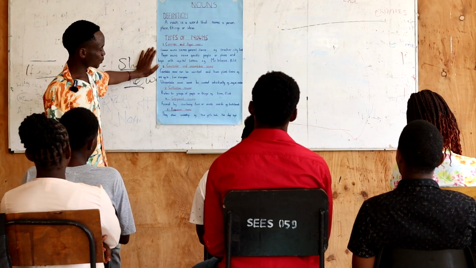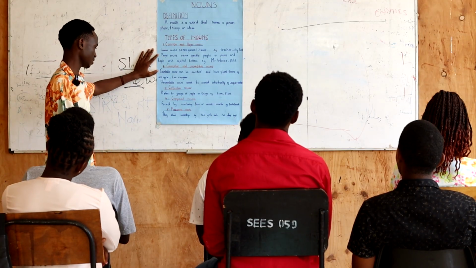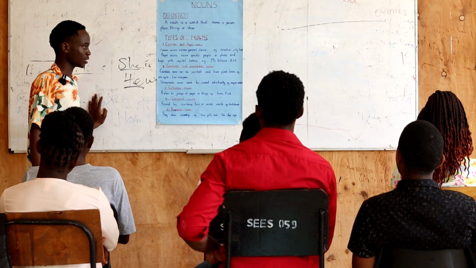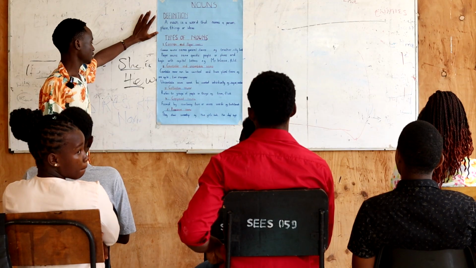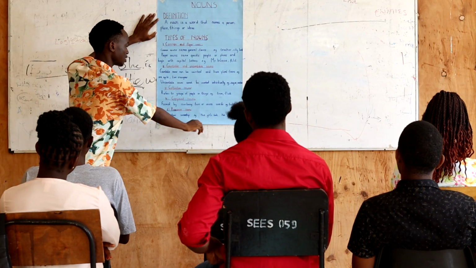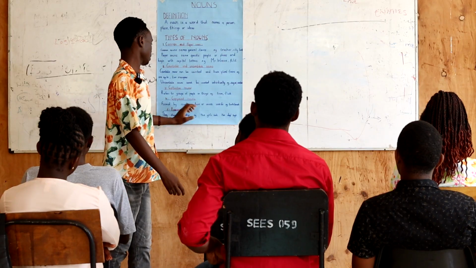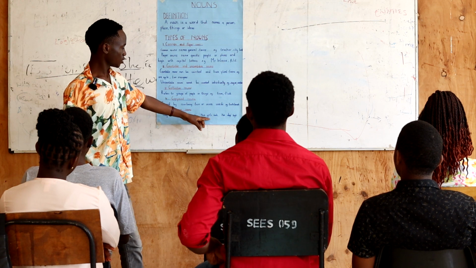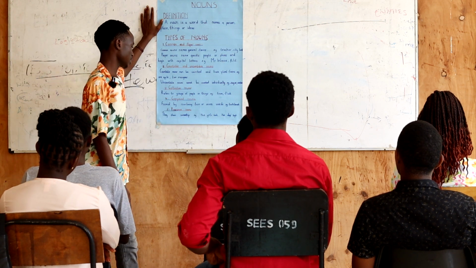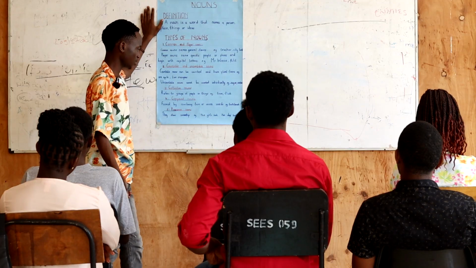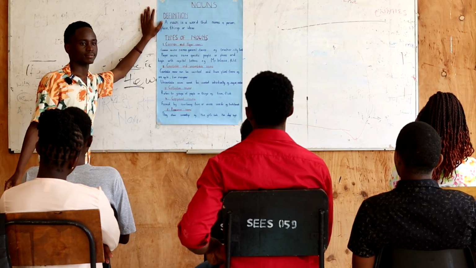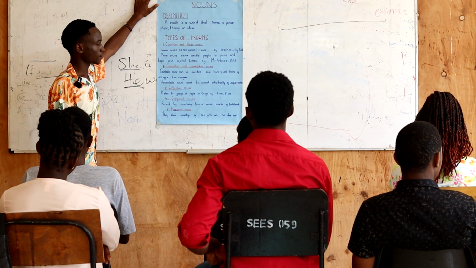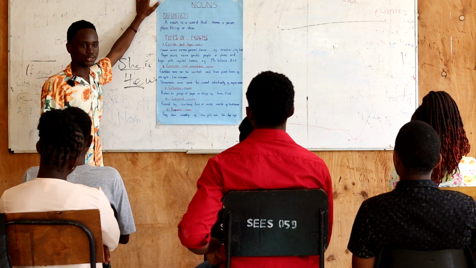The last one is possessive nouns. They show ownership. You can say the girl's book. This book belongs to the girl. So when you use this, it shows that the book belongs to the girl. You can say the dog's toy. So the toy belongs to the dog. Up to there, was there a question?